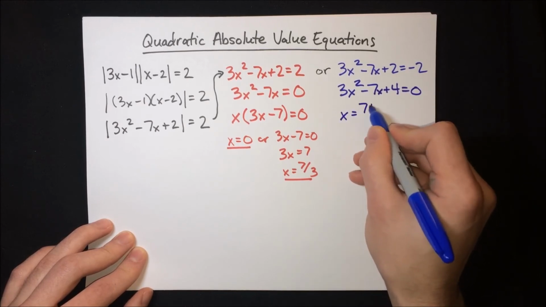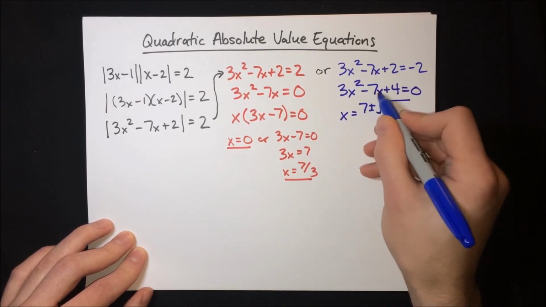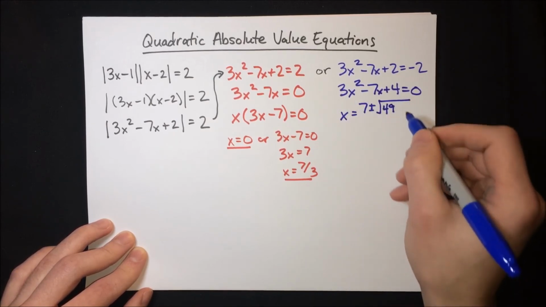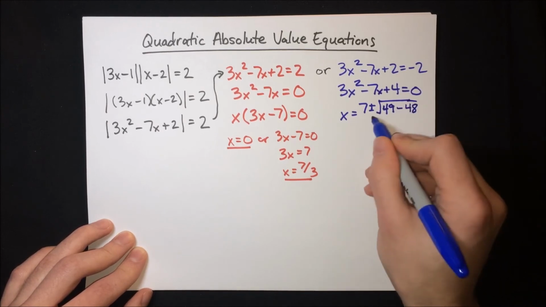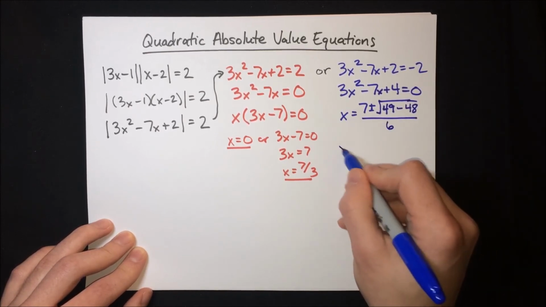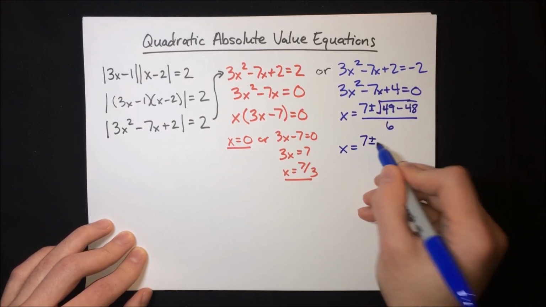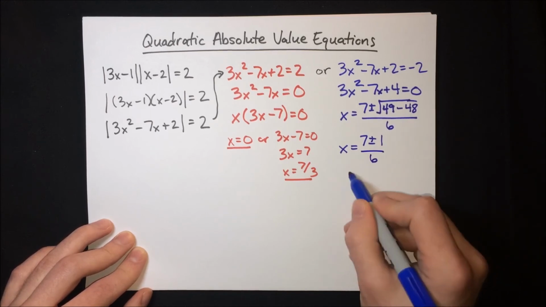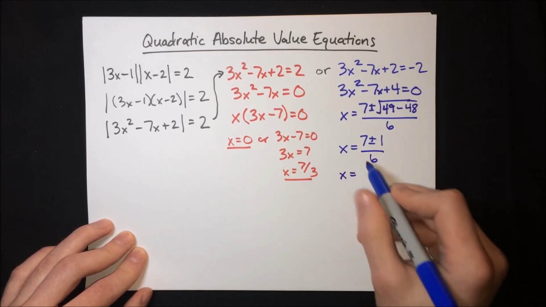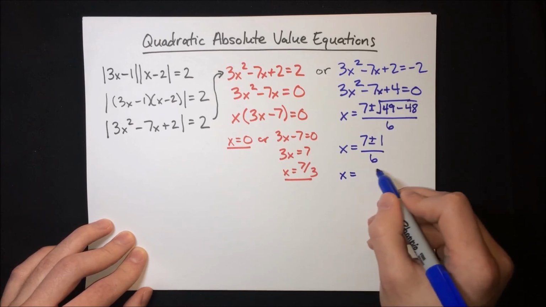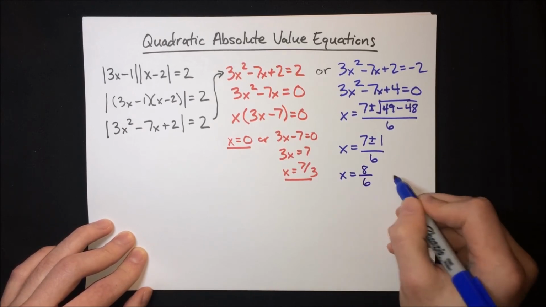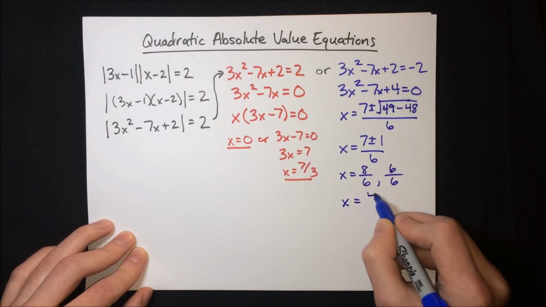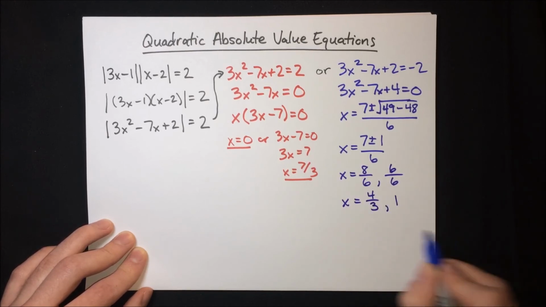X equals 7 plus or minus square root of negative 7 squared is 49, minus 4 times 3 times 4, that's minus 48. All over 2 times 3 is 6. So simplifying that expression, we've got root 1, which is just 1, then over 6. So x equals 7 plus 1 over 6, which is 8 over 6, or 7 minus 1 over 6, which is 6 over 6. So x equals 4/3, or 1.